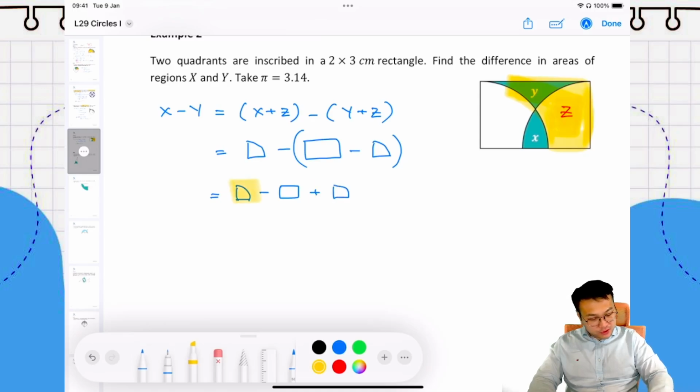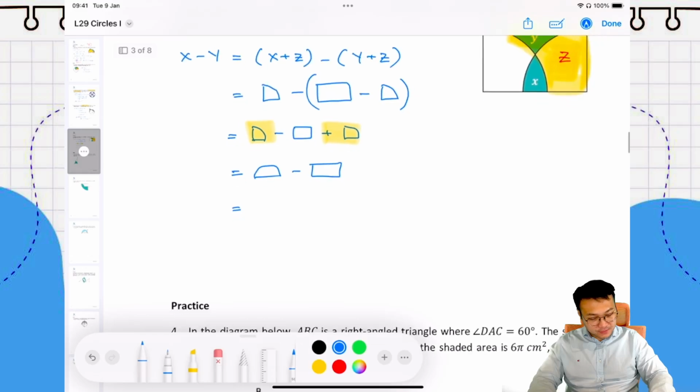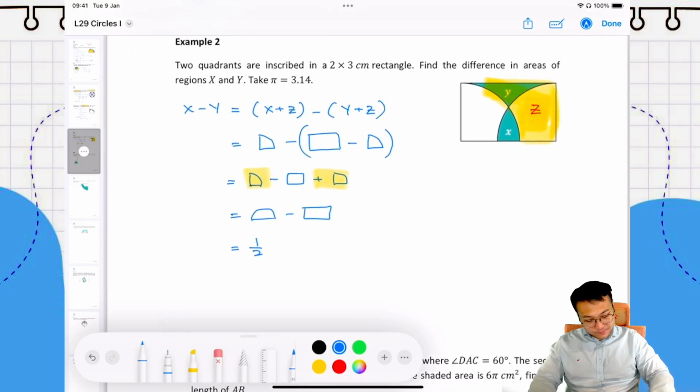What is one quadrant plus one quadrant? What shape do you get? A semicircle. Yes. So in the end, we just need to take a semicircle minus a rectangle, right? So can you tell me how to find the formula? What is the formula for finding a semicircle? Half pi r square. Very good. So what is pi here in this question? 3.14. Okay, half times pi times the radius.